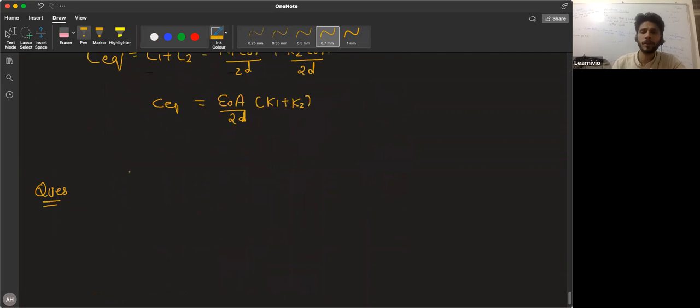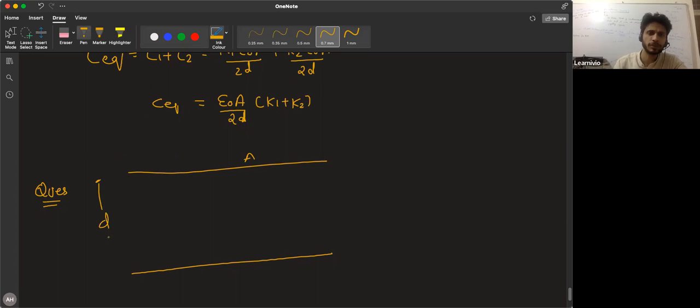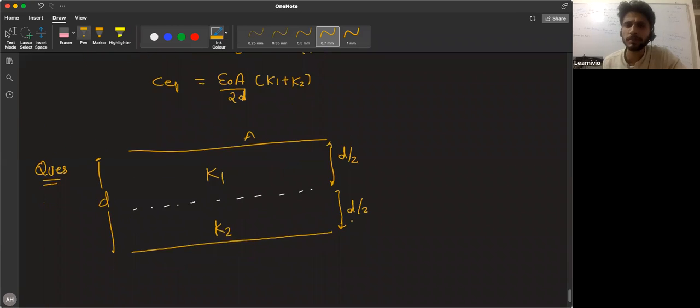Instead of area, if I give this question in this way: these are two plates, plate area A, separation is D. Now I'm filling the dielectric through the separation, up to this half separation. I introduce a dielectric of dielectric constant K1, and in the next half separation, I introduce a dielectric having dielectric constant K2. This separation is D by 2 and this separation is D by 2. Again, this system will behave like two capacitors.